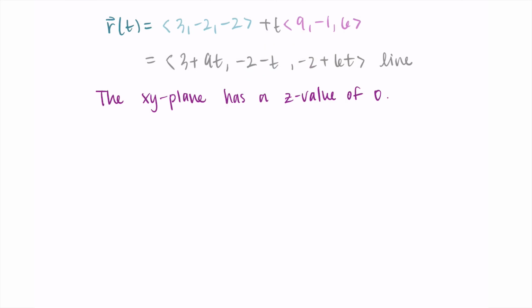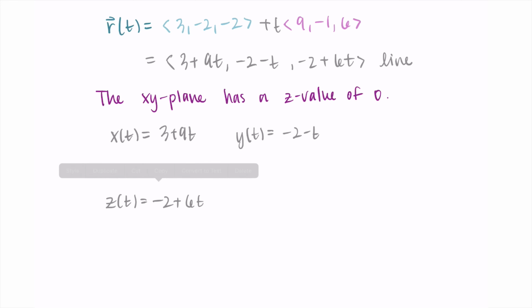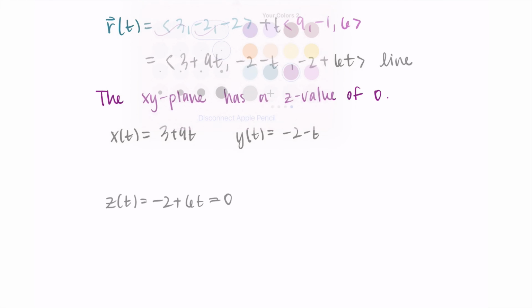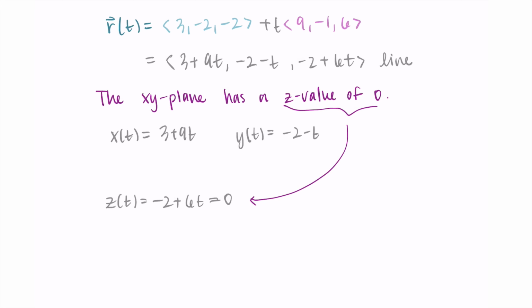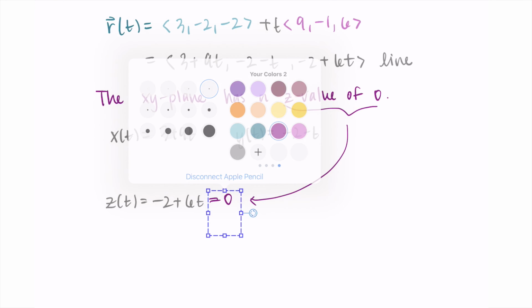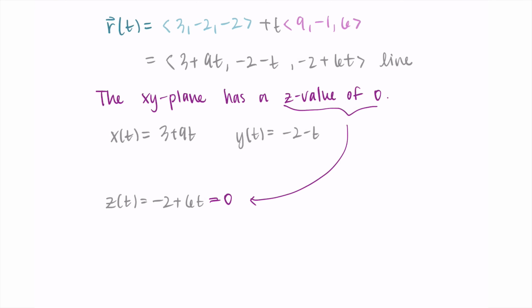So if we look at the parameterized equations, x of t equals 3 plus 9t, y of t equals -2 minus t, and z of t equals -2 plus 6t, we're going to take this z of t equation and set it equal to 0. So that's the z value of 0 that we had written above. So z value of 0 gets put in there for z of t equals 0. Okay, so this is going to help us find at what time that line is intersecting the plane.